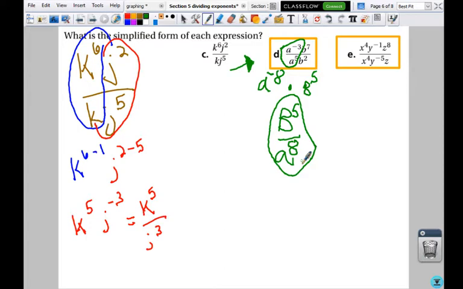Why did I get negative 3? Well, you put 5 in there, then you add those two. So then negative 6.